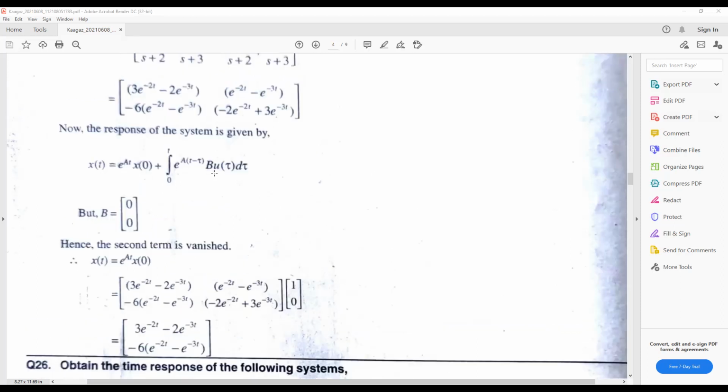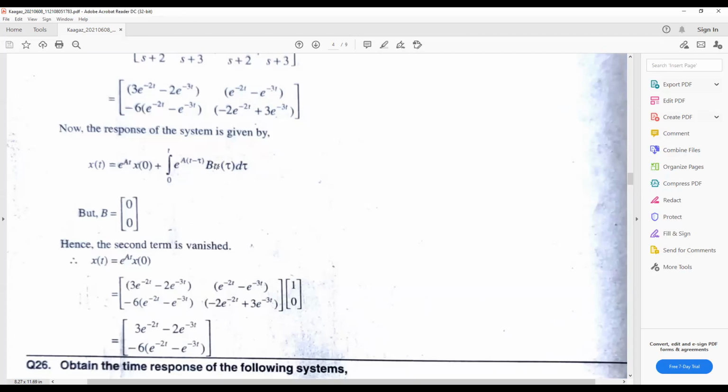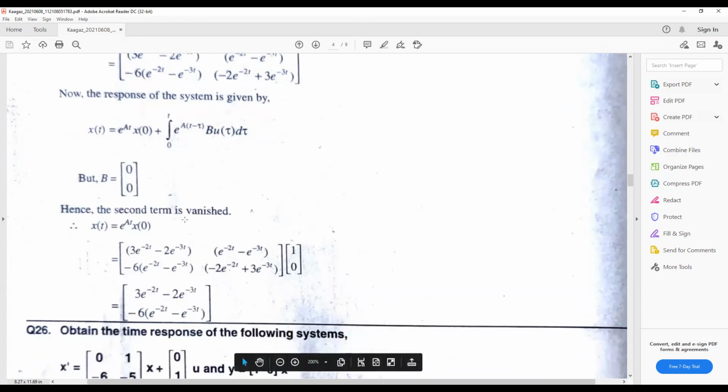And the next term is B into u of t. In the given problem there is no input, since u of t is the input signal. So the second term vanishes and is not considered. So we have e^(At) into x of 0. We have already calculated e^(At), the state transition matrix, into x of 0, where x of 0 is 1 and 0.